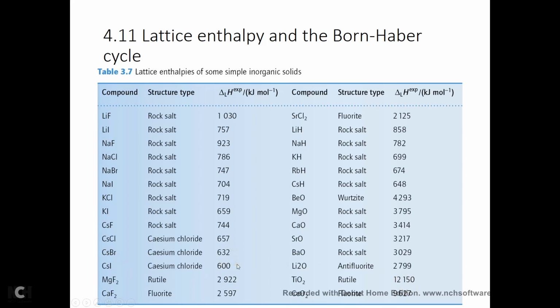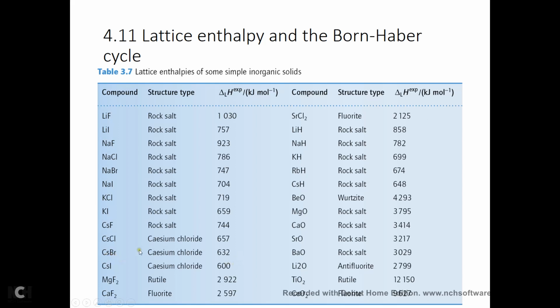After all, the electrostatic attraction is Z plus times Z minus over the distance between the two ions. So if we have a large Z plus and a large Z minus, then we will have very large lattice enthalpies, like in these two cases. Again, in these two cases, we have a very large plus 4 charge on the cations and a fairly large minus 2 charge on the anions. Here, cesium iodide and cesium bromide, we have only plus 1 and minus 1 charges.